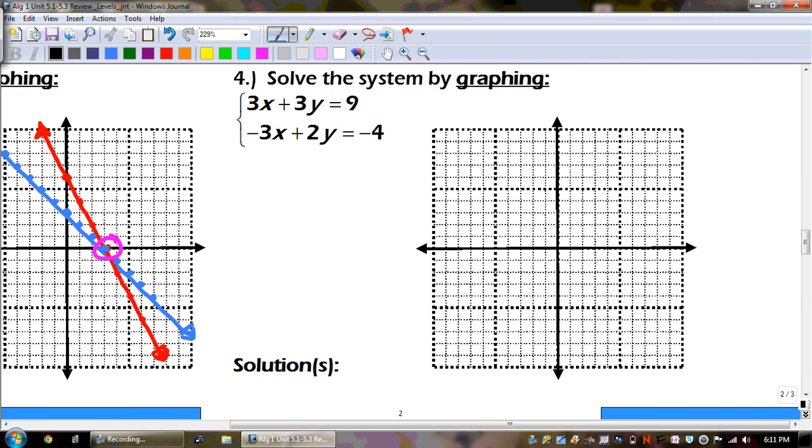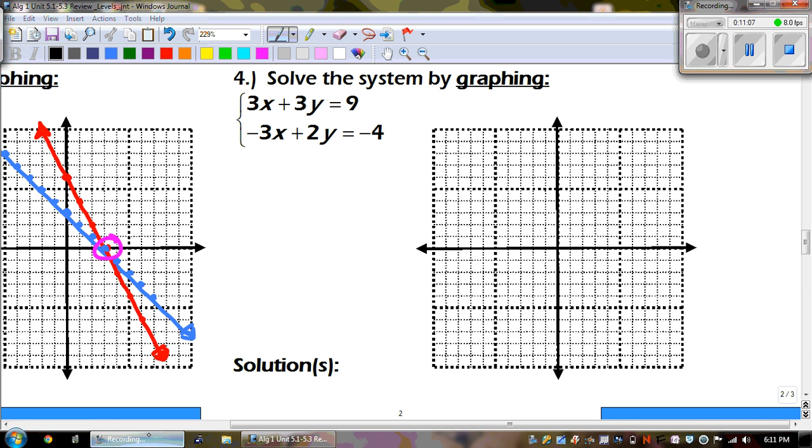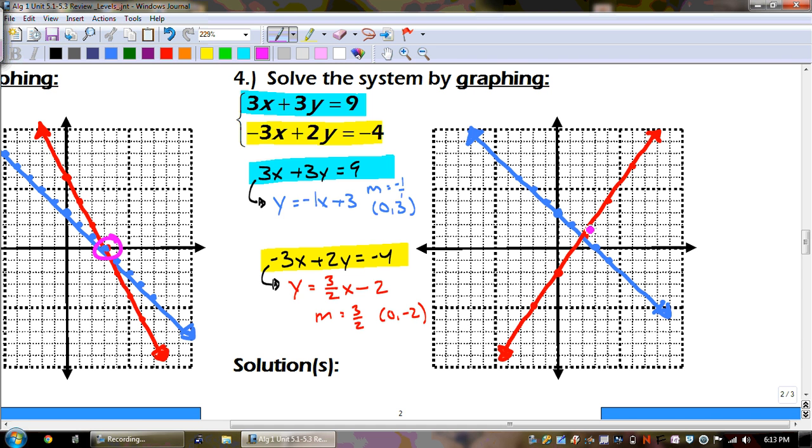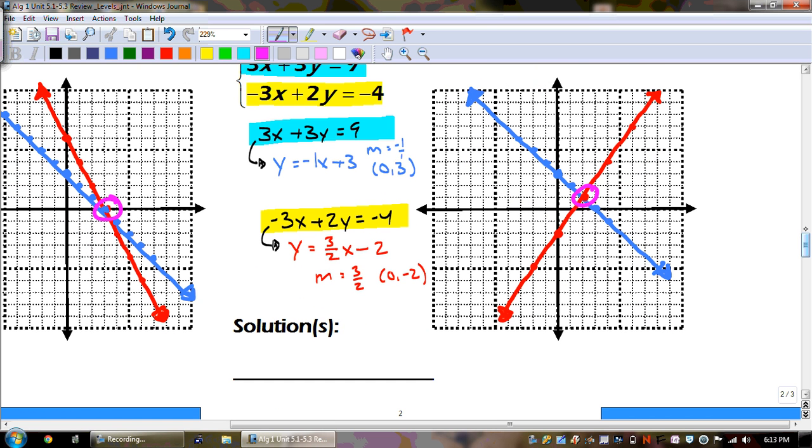Okay, so number 4, you guys are all on your own. Go ahead and pause the video, and good luck. Okay, and there you go. There's your lines. Now, I didn't write down where they intersect yet. We just find where the two lines cross, and then we write that point down. And that is the point 2, 1.